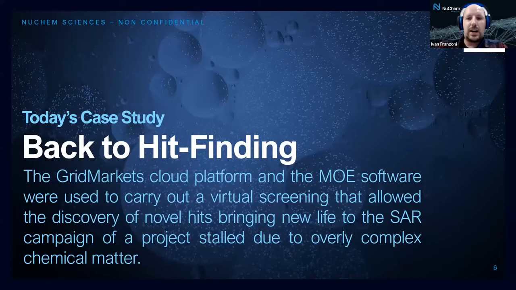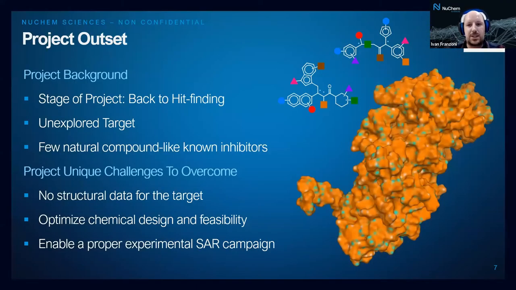Today, I'm going to show you how the application of the MOE computational software developed by CCG and the GridMarkets cloud computing platform brought new life to a particularly time and budget critical project by the identification of novel and readily accessible chemical matter. The project we're going to discuss today immediately presented several challenges related to the somewhat exotic nature of this essentially unexplored target protein and the limited prior development of a handful of chemical modulators, mainly derived from complex natural compounds. The goal of this computational study was first to improve our understanding of the binding mode of these complex molecules, and then to apply this knowledge in the identification of novel and synthetically feasible chemical scaffolds for the development of new inhibitors for the target receptor.